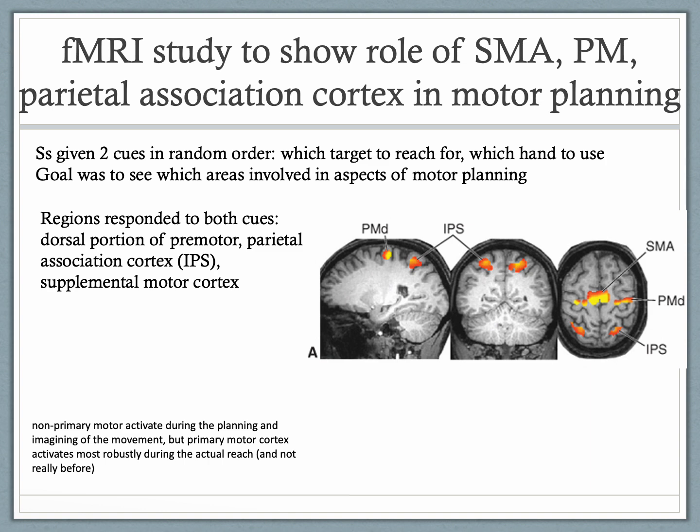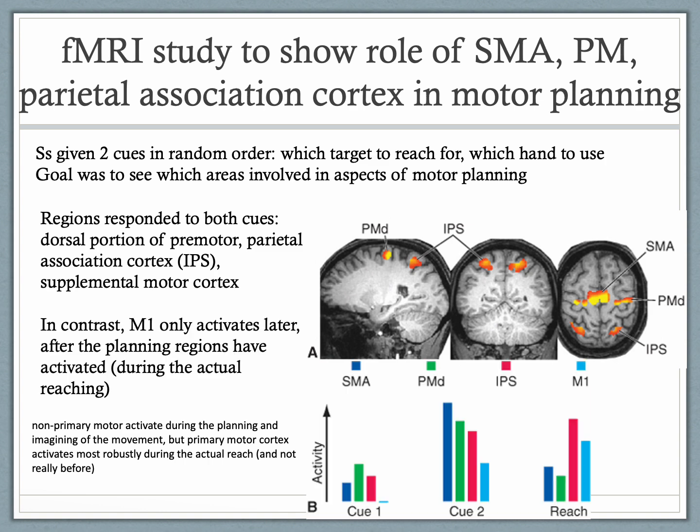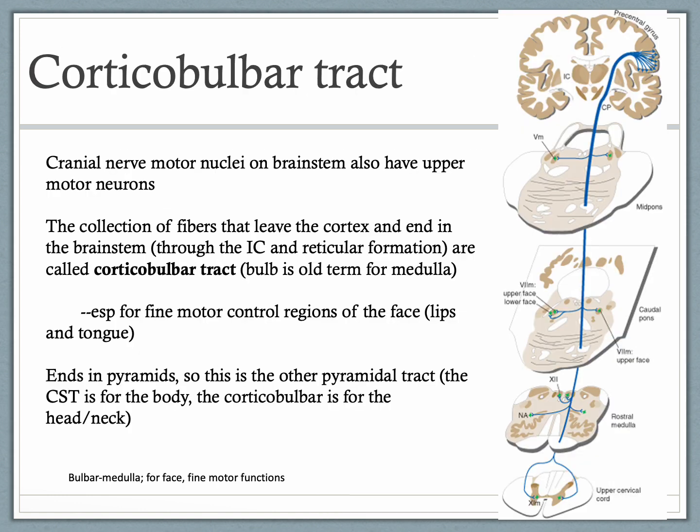So regions responded to both cues: the dorsal portion of the parietal association cortex, or IPS, and the supplemental motor cortex. In contrast, M1 only activates later, after the planning regions have activated, during the actual reaching. So you have the cue and another cue: which target to reach for, which hand to use, and then the actual reach.